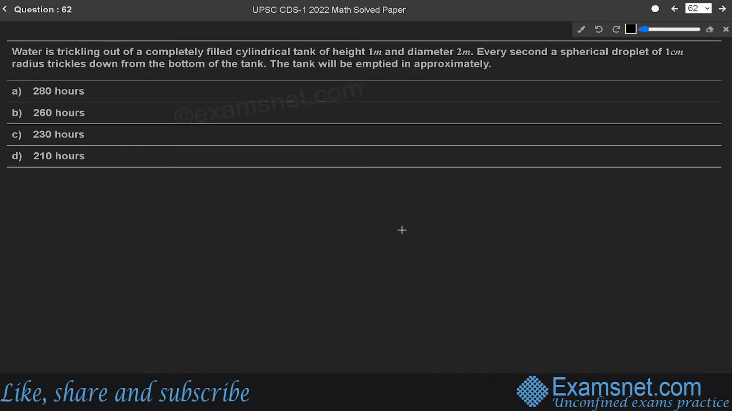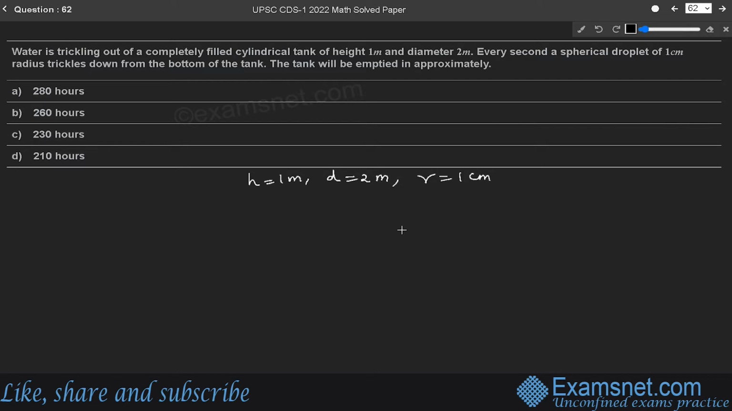Next question is, water is trickling out of a completely filled cylindrical tank of height 1 meter. Height is given as 1 meter. Diameter is 2 meter. Every second a spherical droplet of 1 centimeter radius trickles down from the bottom of the tank. Radius is also 1 centimeter. The tank will be emptied in approximately how much time? See, in this question, we have to find the time in which the tank will be emptied.